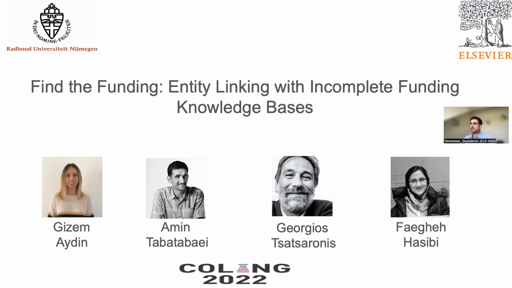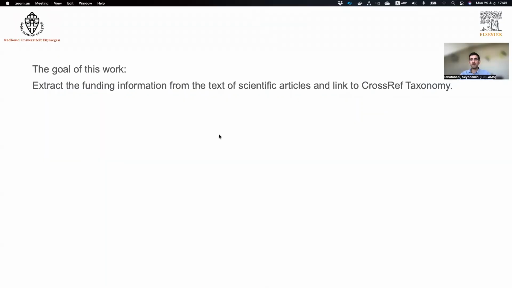Entity Linking with Incomplete Funding Knowledge Bases. We have written this paper with Georgios Tsatsaronis from Elsevier and Faegheh Hasibi from Radboud University. The main goal of this work is to extract the funding information from the text of scientific papers and link it to Crossref taxonomy, which is the knowledge base of all funders. This is an open access taxonomy and everybody can access it.